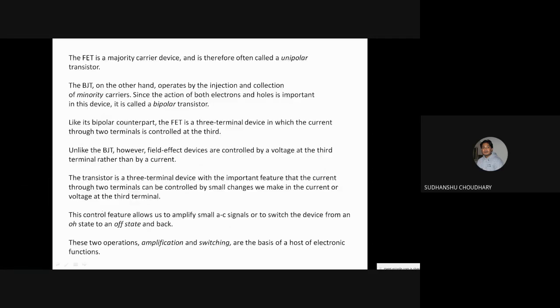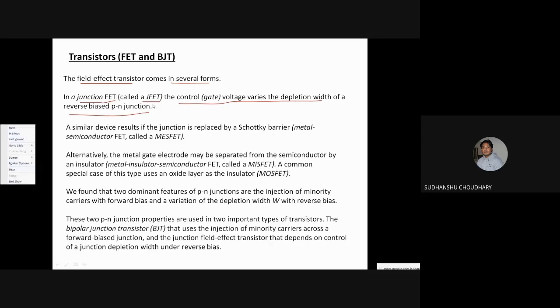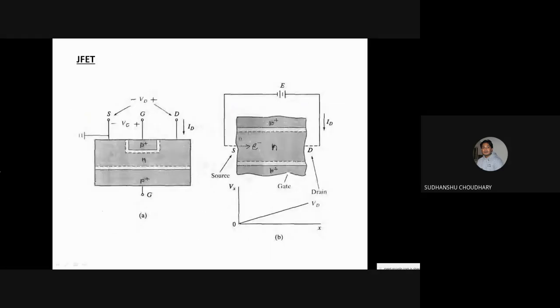Before that, let us go back to these points. In a junction FET, the control gate voltage varies the depletion width of a reverse-biased PN junction. I'll come back again over here. Now this gate voltage will control the depletion region of this junction. That is, this is a P plus N junction. Already you see a depletion region over here. Now this depletion region can be controlled by this gate voltage.